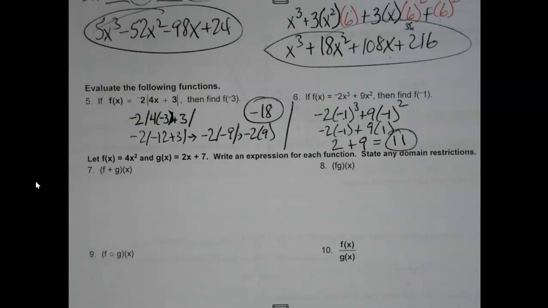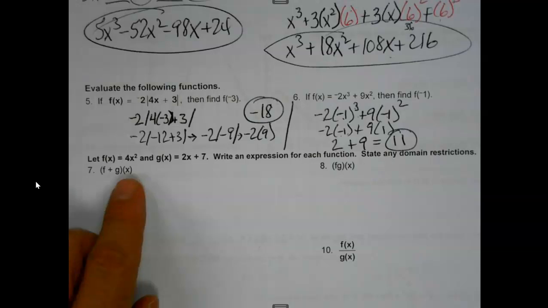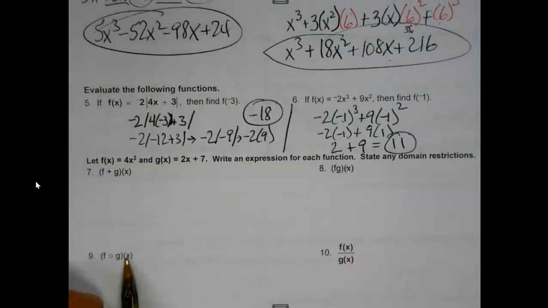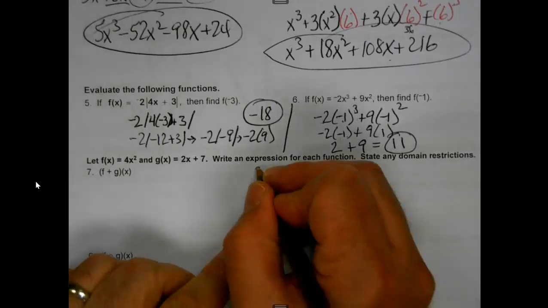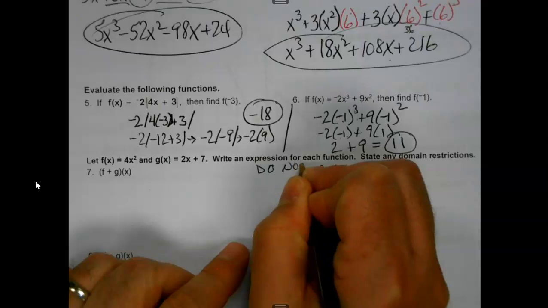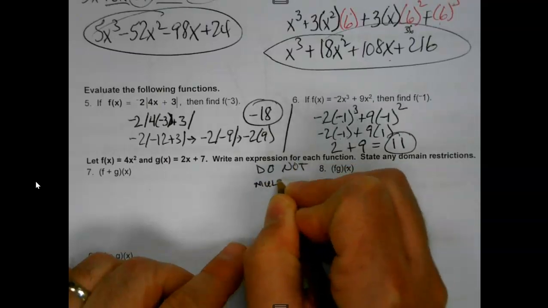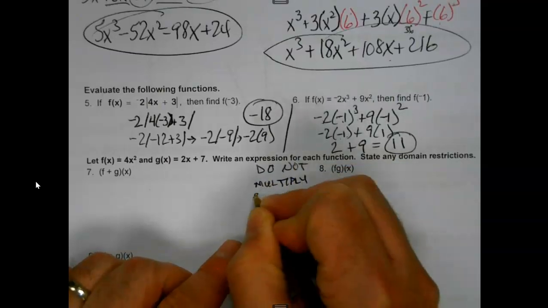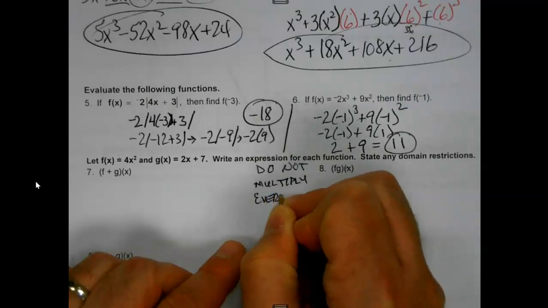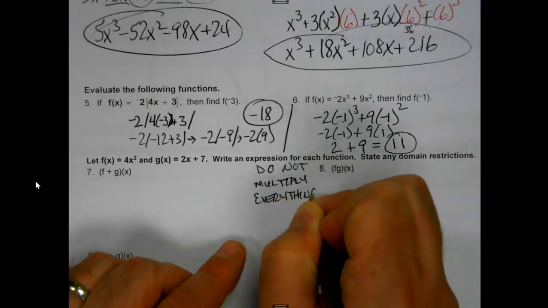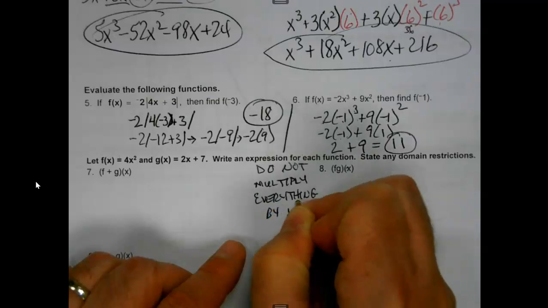All right, here comes our newest stuff. Okay, our function notation. Reminder that x is a label. Label, label. Do not multiply everything by x.